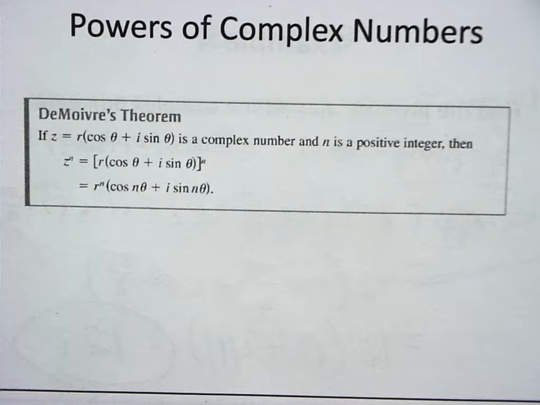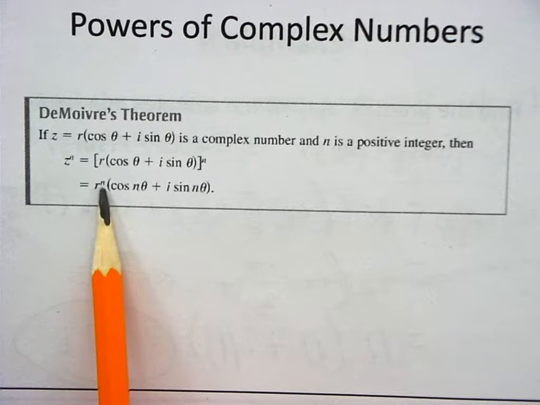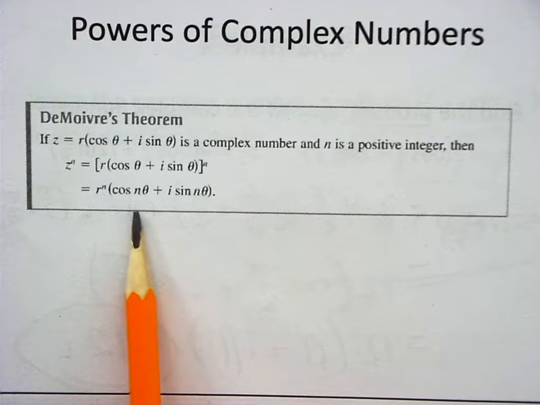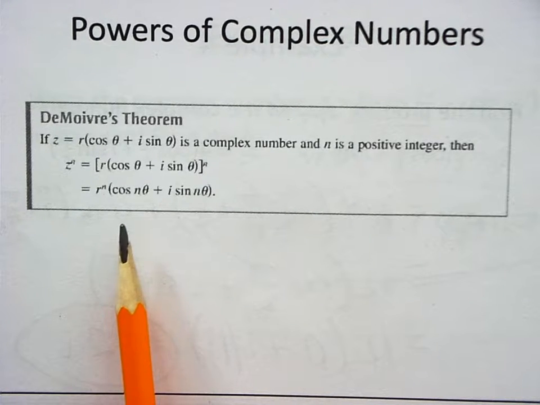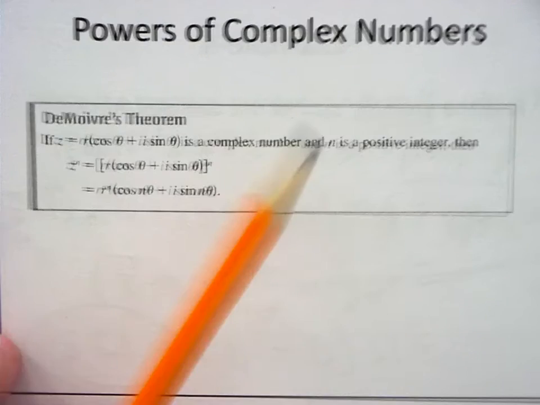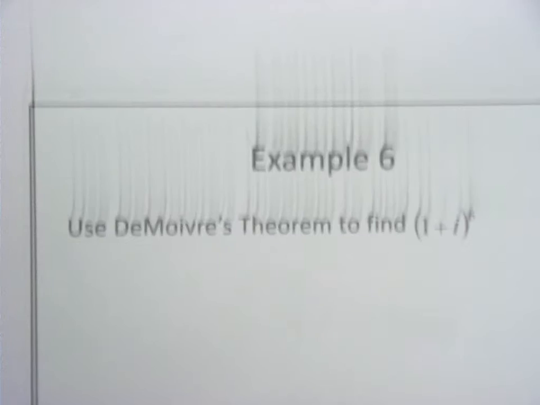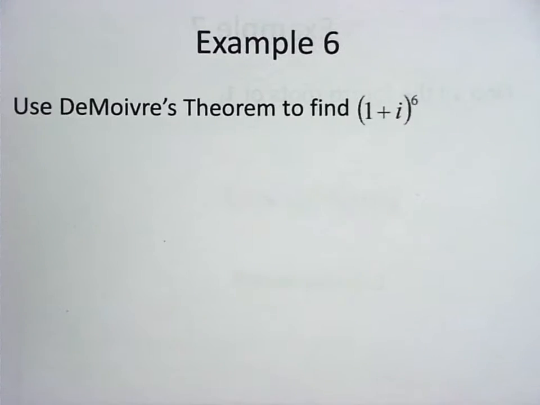So the idea is this: if you need to raise a complex number to a power, the trig form makes this very, very nice, because all you have to do is take that radius and raise it to the power. And inside, all you do is multiply the angles by whatever that power was. The reason that's powerful is because if I have something like this, to do this by hand would suck.